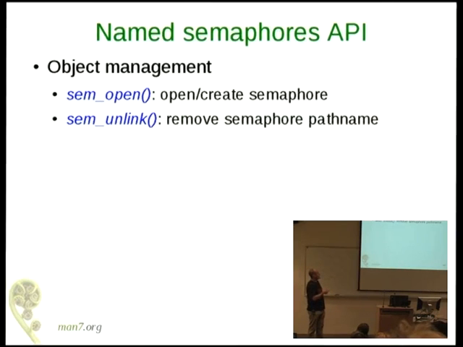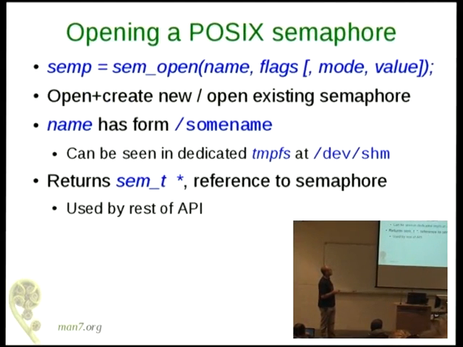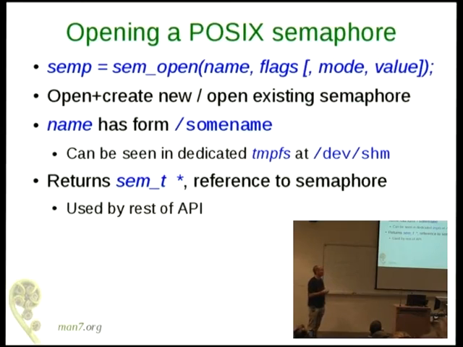You've got an open call that says open and possibly create me an object. Unlink says get rid of the path name for that object. So you say sem_open, the name of the object you want to open, flags that control the call, permissions for the object you're creating, and here you can specify the initial value of the new semaphore you're creating. Those last two arguments are only needed if you are creating a new semaphore.